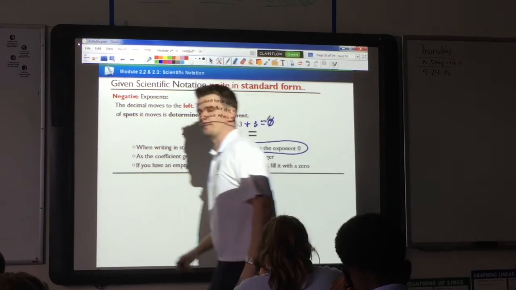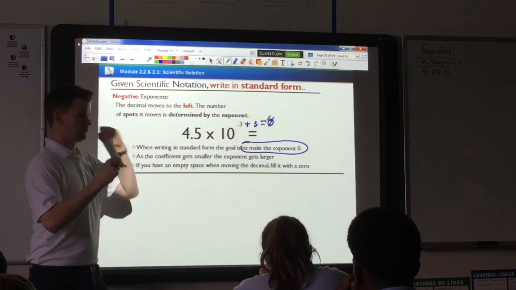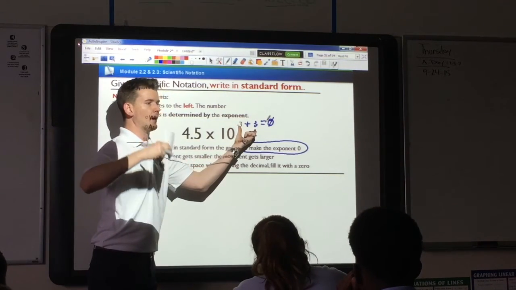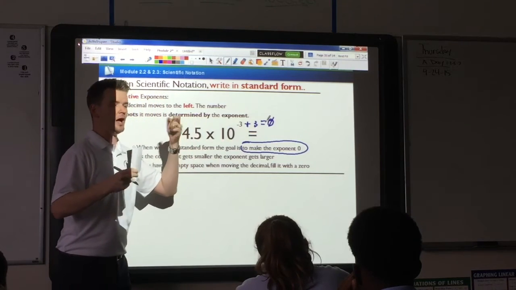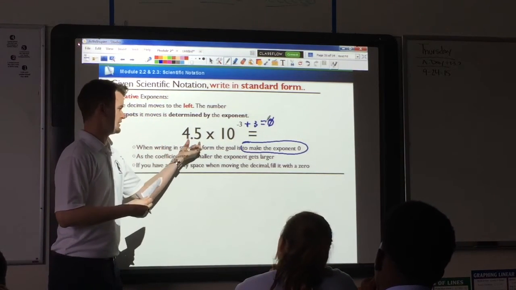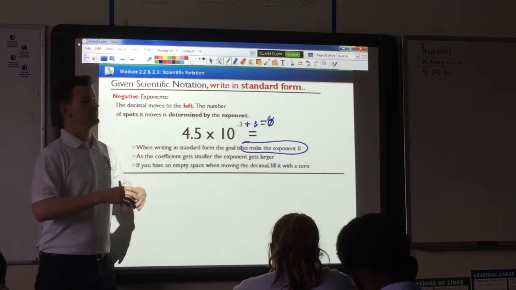That's good. But now keep this in mind: the exponent got bigger. Coefficient, opposite of bigger is smaller. This must get smaller.